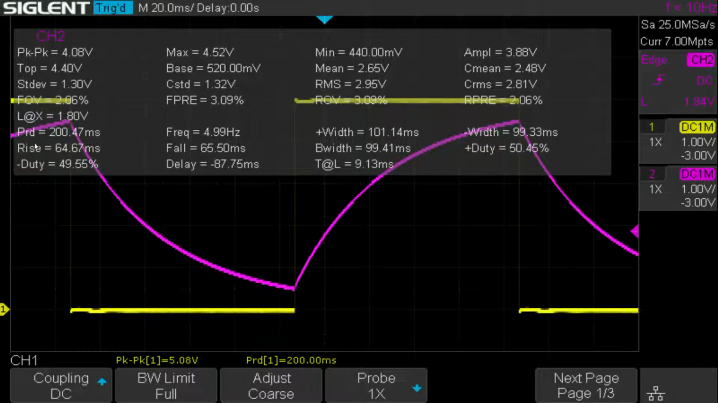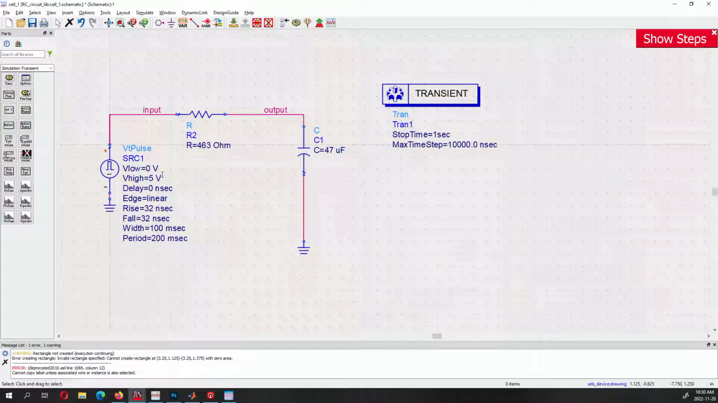So channel 2 shows that the peak-to-peak voltage is 4.8 volts. The top voltage is 4.4 volts. And I ran the simulation with my LTspice, and it's pretty much the same. The high is 5 volts.